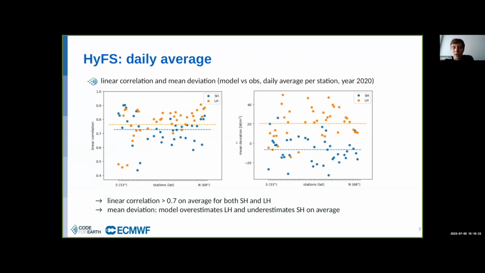And if you look at the mean deviation, we see that this is slightly positive for latent heat flux, which means that the model slightly overestimates on average the latent heat flux, and it's slightly negative for sensible heat flux, which means the underestimation.